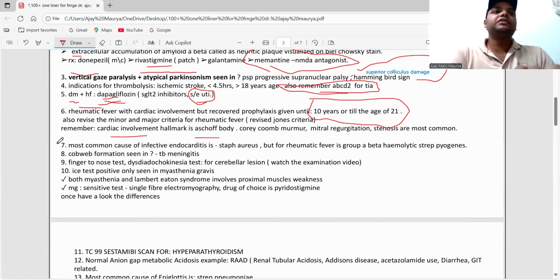Next one, the seventh one: the most common cause of infective endocarditis is Staph aureus.